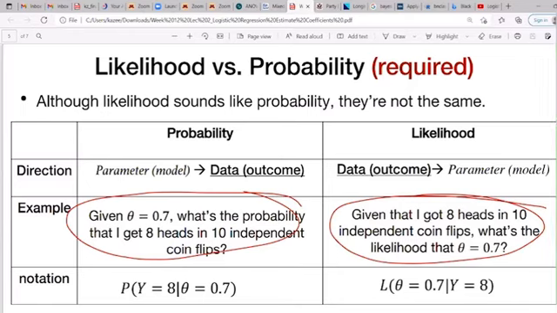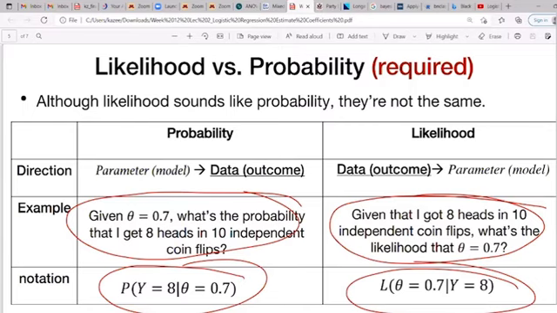That is a probability question. But when you look at the likelihood, on the other hand, the likelihood is going to say, given that I got 8 heads in 10 independent coin flips, you've already gotten 8 heads. You've already flipped the coin 10 times and you got 8 heads. Now the question is, what is the likelihood that theta equals 0.7? This is the notation for the two of them. They are not the same. I just wanted to say that there's a difference between probability and likelihood.